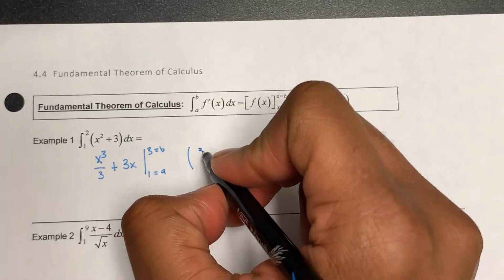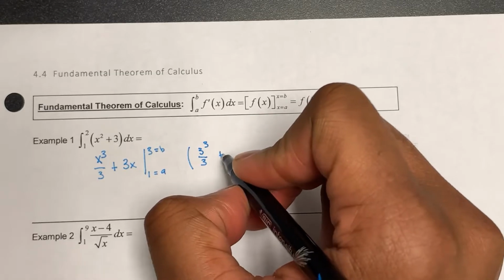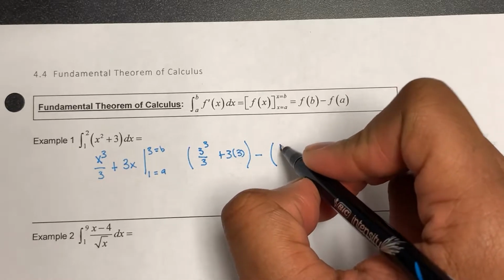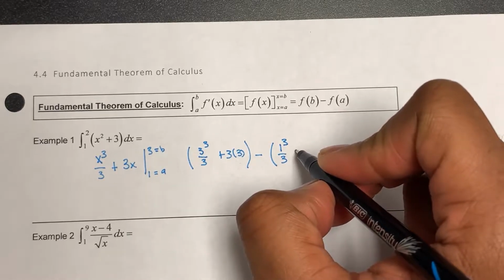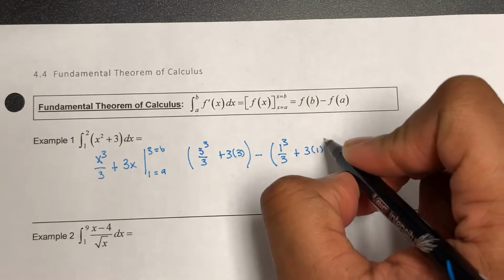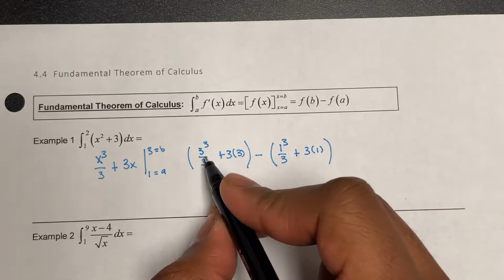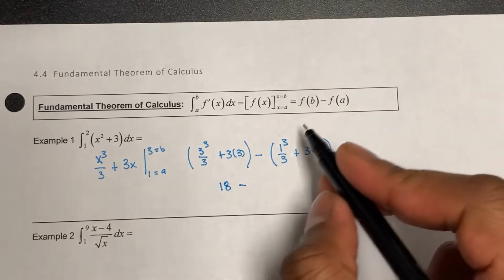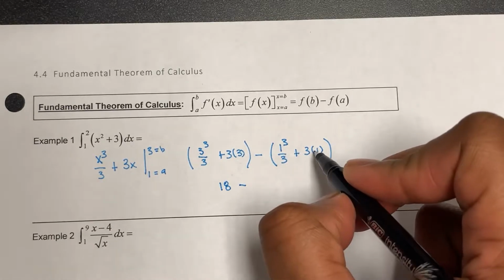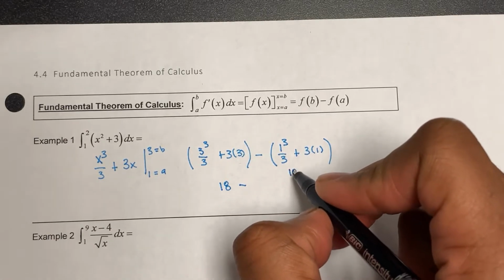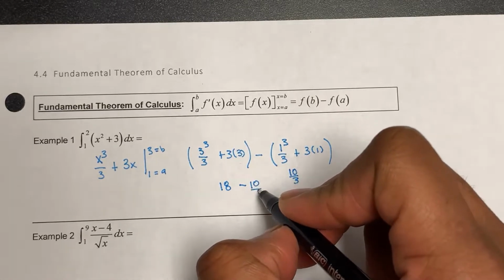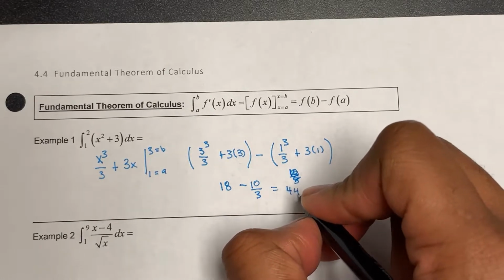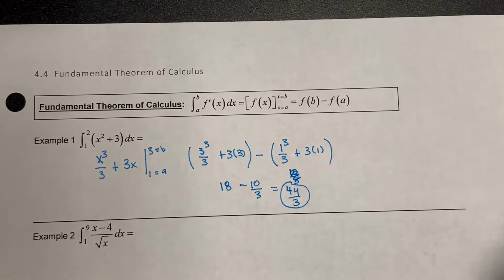So that would be 3 cubed over 3 plus 3 times 3 minus 1 cubed over 3 plus 3 times 1. So 27 divided by 3 is 9 plus 9 is 18 minus, so 1/3 plus 3 is 10 thirds. So 18 minus 10 thirds is 44 thirds.